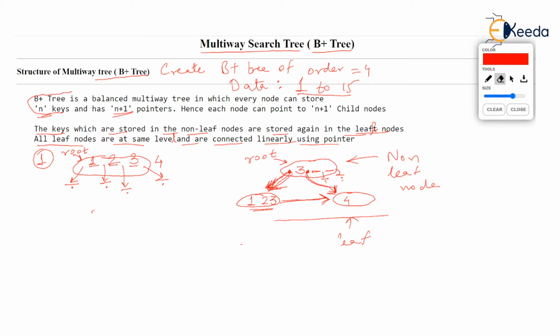We have 1 to 15, isn't it? So let's insert 5 now. So what should you do about the new key 5? Remember, in B or B plus tree, in any of these two trees, the new insertion always takes place at a leaf node. So where are you going to insert 5?